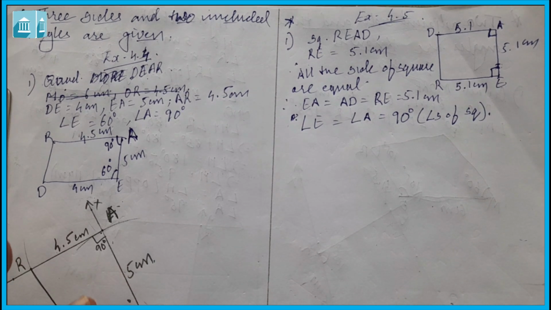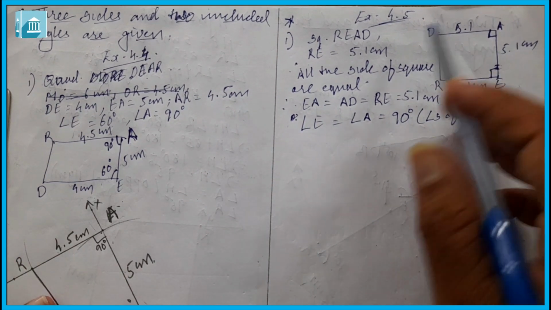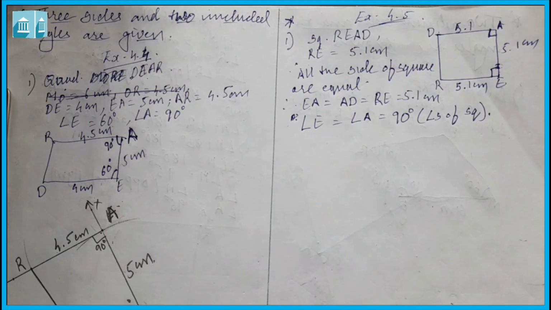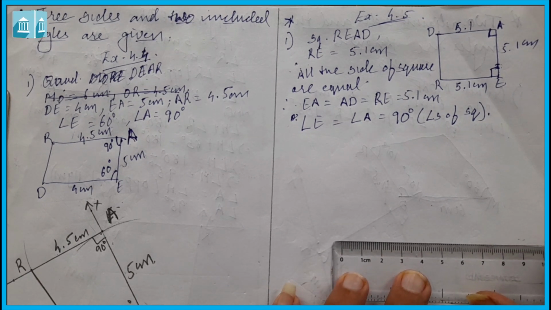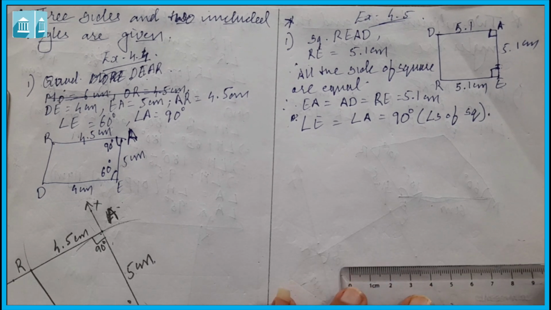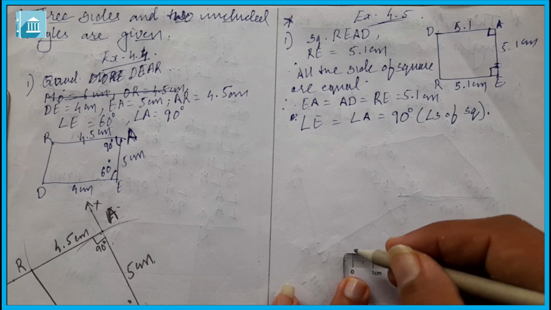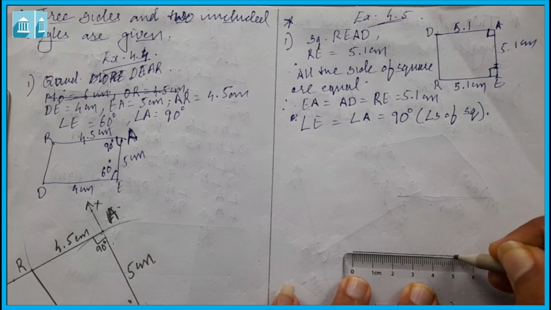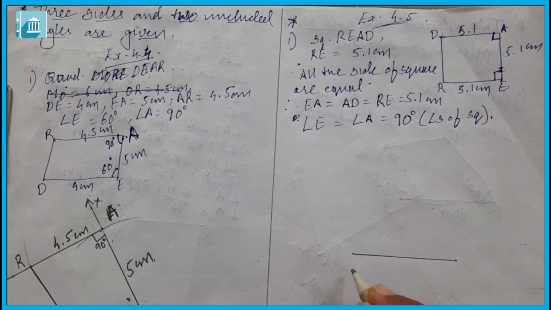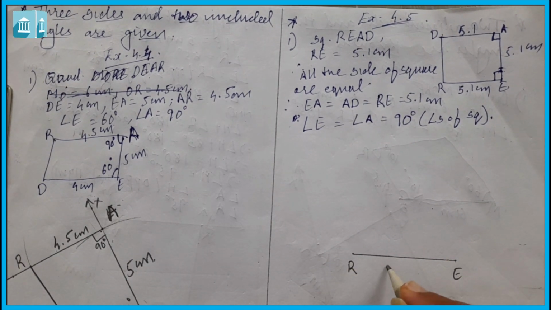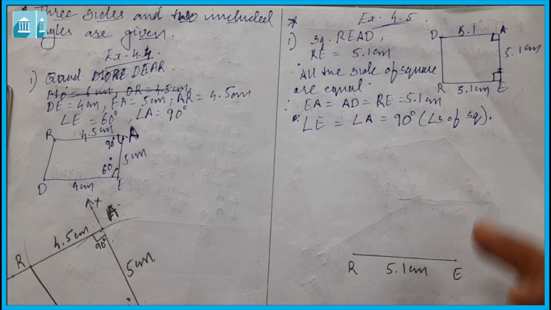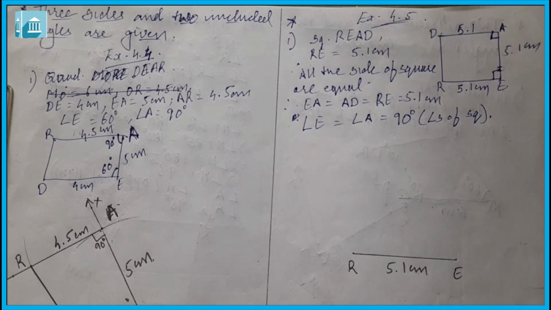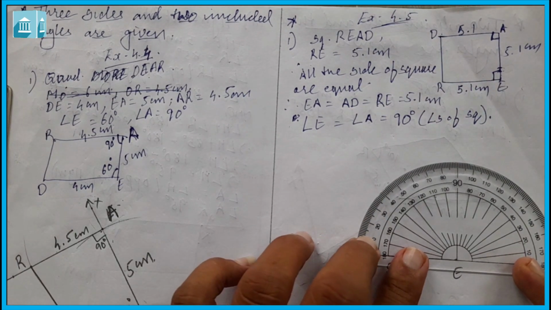Now let us draw this READ. So first we need to draw RE equal to 5.1 centimeter. Now we need to draw 90 degrees from here. So with the help of a protractor we can draw 90 degrees.